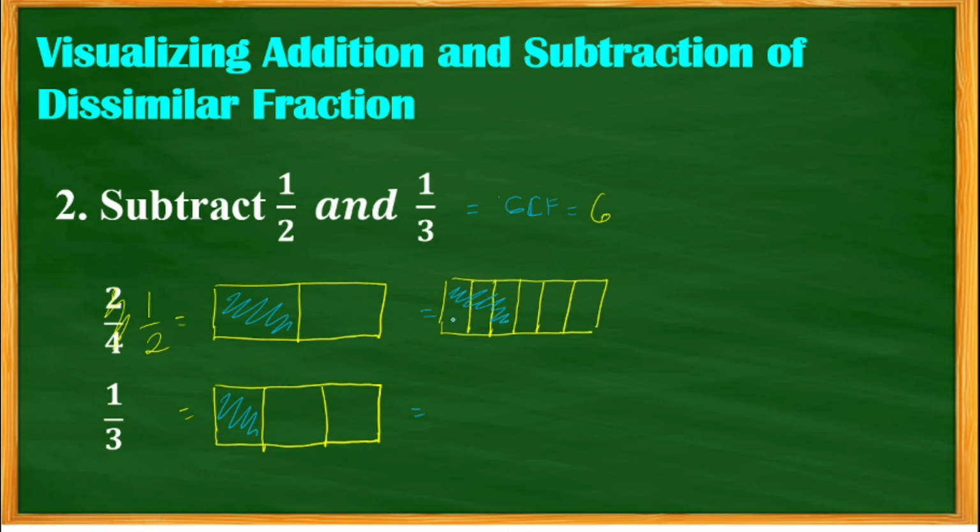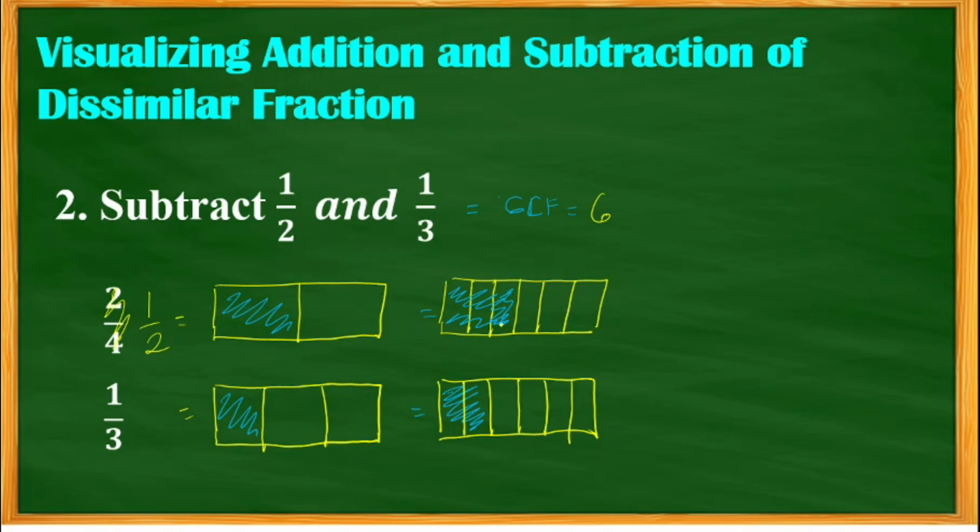So the other one is this one. So this would be 1/3. Then this would be the shaded region. To cut this one into 6 equal parts, how do I arrive at 6 equal parts? Every box we're going to cut into 2 because 6 divided by 3, the answer is 2. So this would be 2 equal parts, 1, 2, 1, 2, 1, 2.